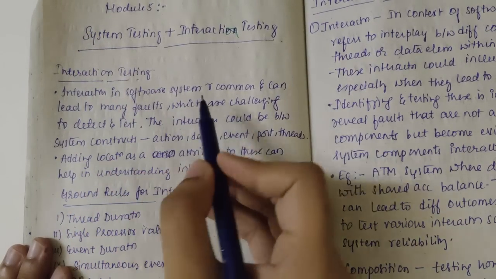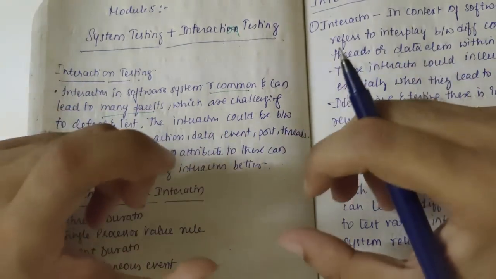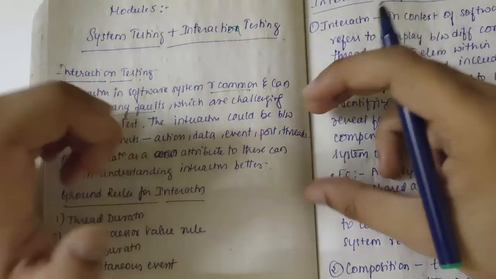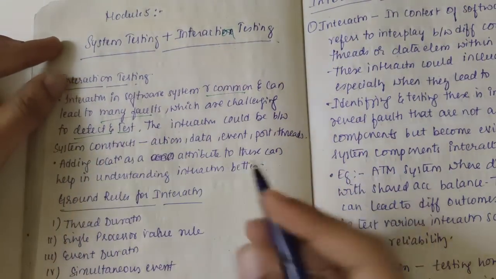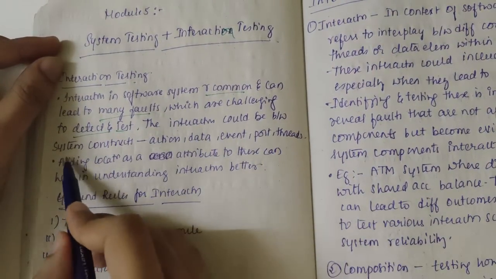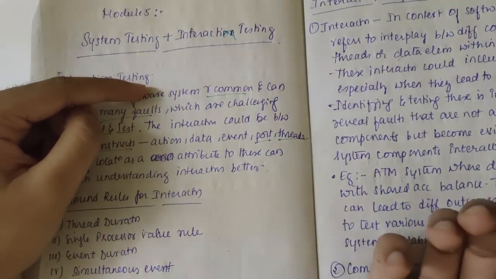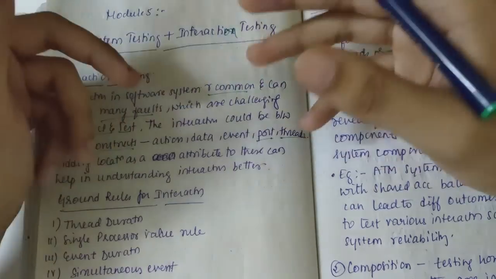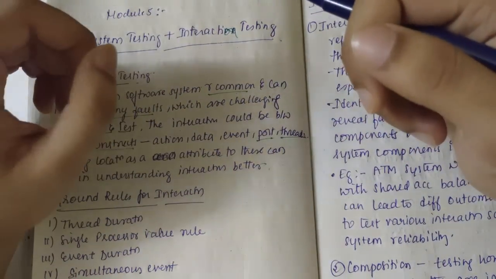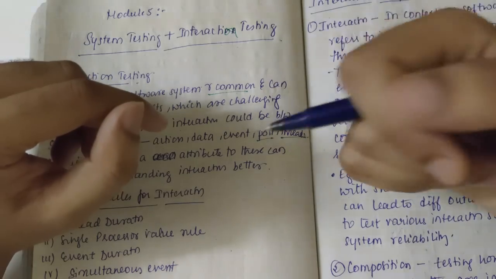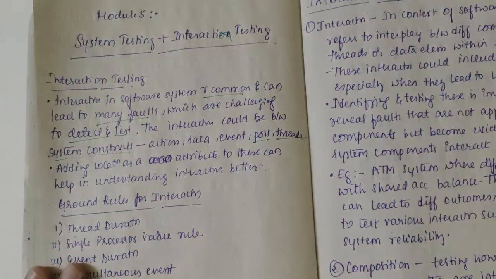Interactions in a software system are common and can lead to many faults. As and when the software interacts with the system, there are any number of errors which can occur here, which are challenging to detect and test. The interaction could be between system constructs, so it could be any action, data, event, port, or threads. For example, in our SATM system, it could be the interaction between a user and the system, through the card which he is inserting, or the button which he has pressed. All those come under interaction scenarios.